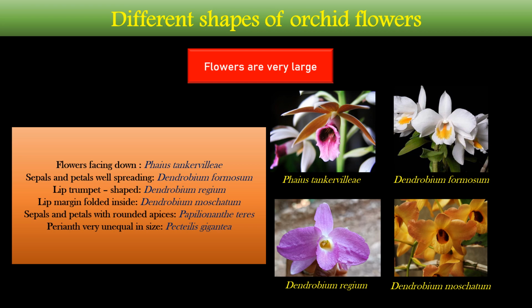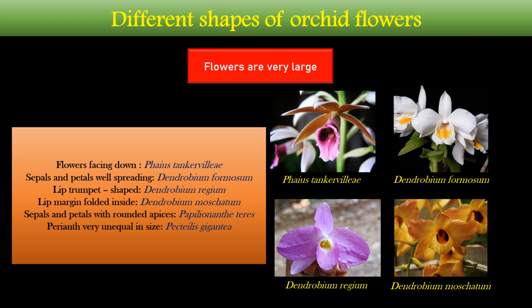Then comes the sepals and petals well spreading. So you can see in this picture the Dendrobium formosum. You can distinguish, even from a distance, that it has very prominent, or you can say well spreading, sepals and petals. Then comes the lip trumpet shaped, as you can see in this picture, Dendrobium daguyanum. You can also notice the lip part, which is very different from other species.